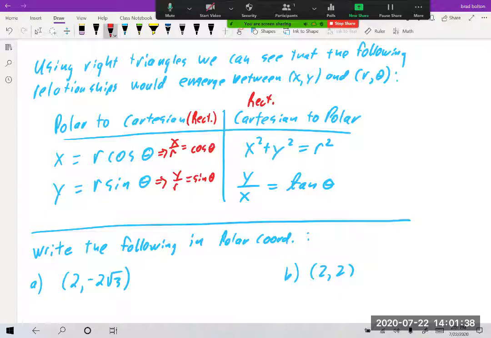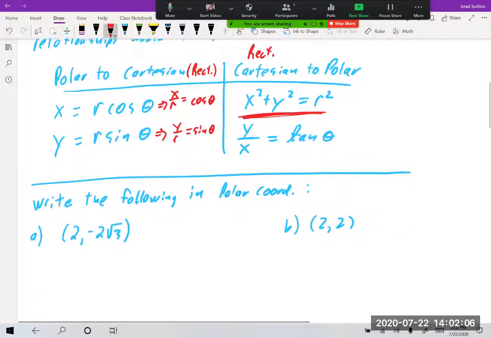Now going the other way, from Cartesian to polar, we use the Pythagorean theorem, because that's how you find the hypotenuse of a triangle: x squared plus y squared equals r squared. And the tangent of theta will always be opposite over adjacent, y over x. Okay, so these are the formulas we're going to use to convert.